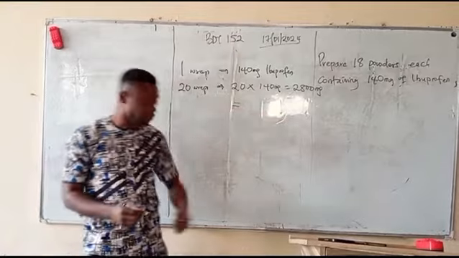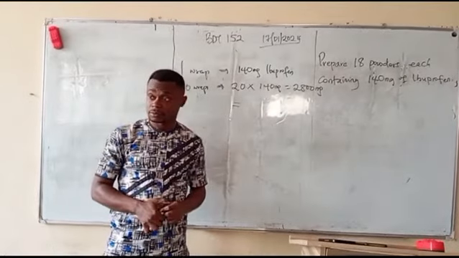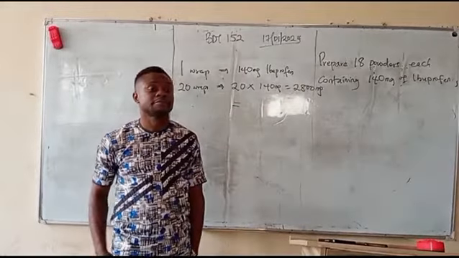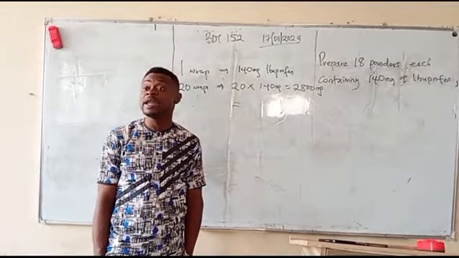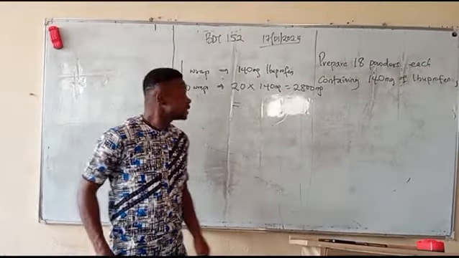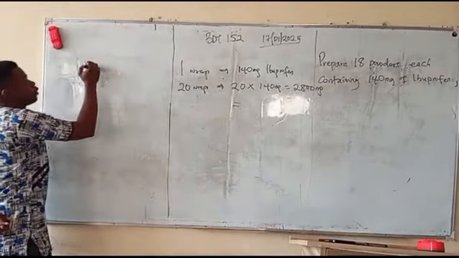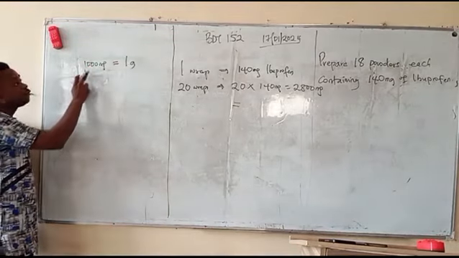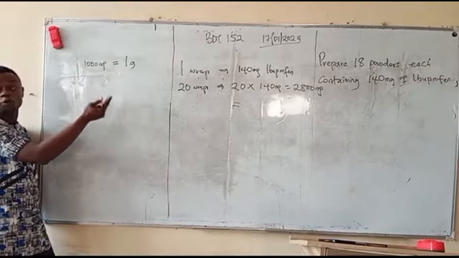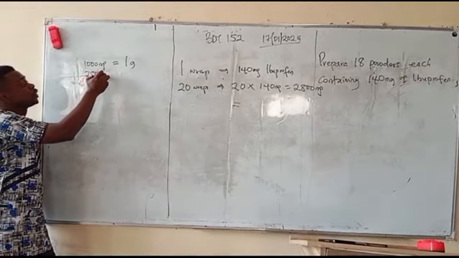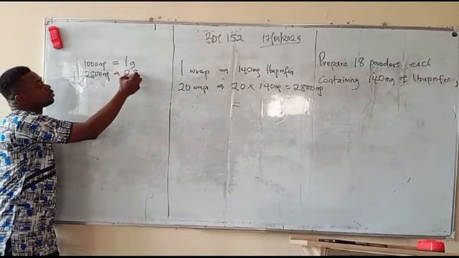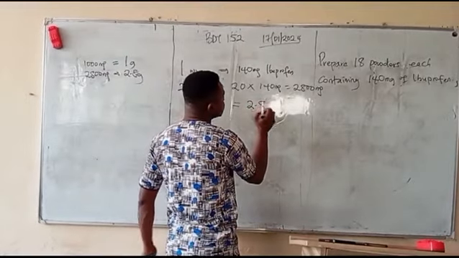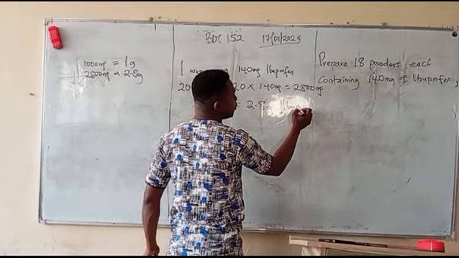Can we change it to gram? If you change this to gram, it becomes what? How many milligram makes 1 gram? 1,000 milligram makes 1 gram. So if you move 2,800 milligram to gram, what do you get? 2.8 gram. So in grams this is 2.8 gram of ibuprofen.